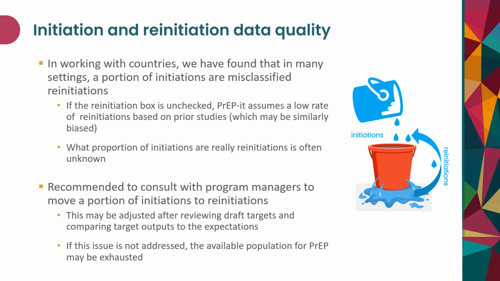In actuality, the proportion of reported initiations that are really reinitiations is often unknown. When completing the program data, we recommend that one consults with program managers and consider moving a portion of initiations to reinitiations based on your assumptions or any underlying data you might have to inform this input. This step may be taken after reviewing the draft targets and comparing the target outputs to the expectations. In many cases, if the issues around reinitiations is not addressed, the available population for PrEP may be exhausted early in your target setting period.